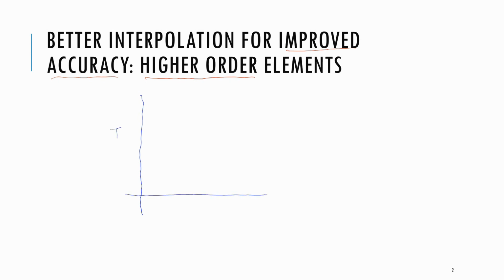So let's say it's temperature versus position, and the true solution looks like this. But let's say I am doing finite element and I have a very simple computation where I have two elements. Okay, so this is one element and this is another element. So element 1 and element 2.